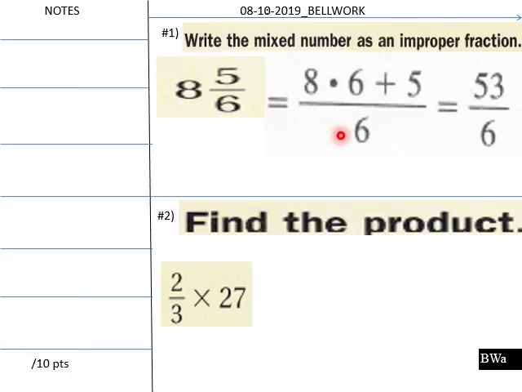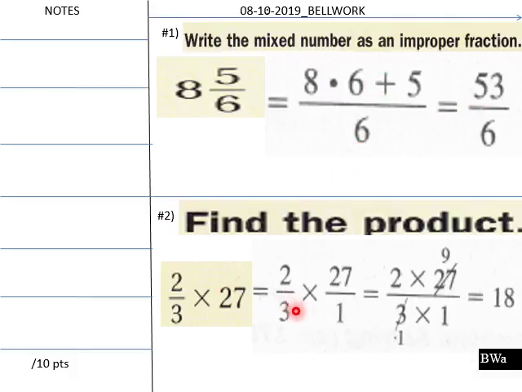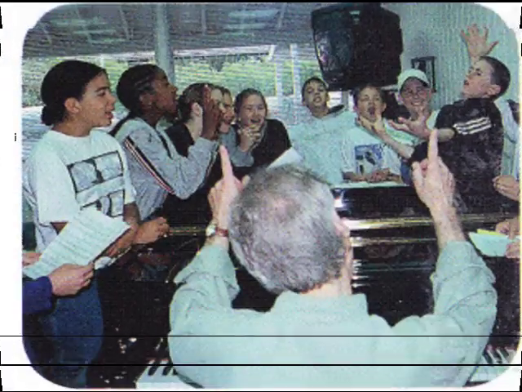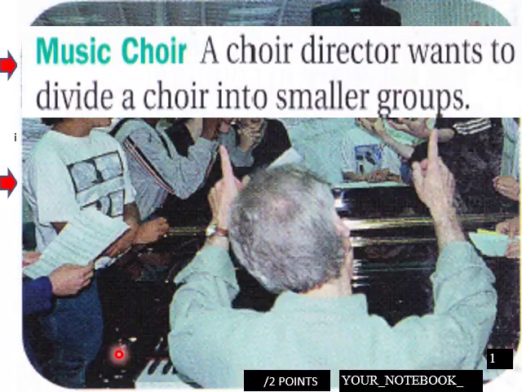8 times 6 plus 5 over 6 is 53 over 6. Find your product here. We just multiply across and we get 18 over 3, which is 6. Into our lesson, music choir.